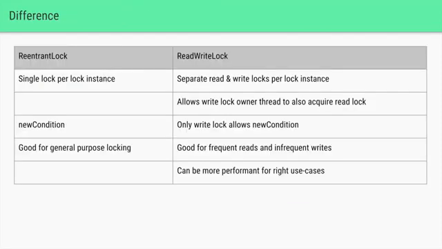Reentrant lock is a single simple lock, while the read-write lock has two separate instances of a read lock and a write lock. The reentrant lock has this facility of creating conditions, and so does the read-write lock. The only caveat is that read-write lock allows new conditions only on the write lock. And the reentrant lock, as we saw before, is good for general purpose locking, while if your use case has frequent reads and infrequent writes, then it can be more performant to use read-write locks.